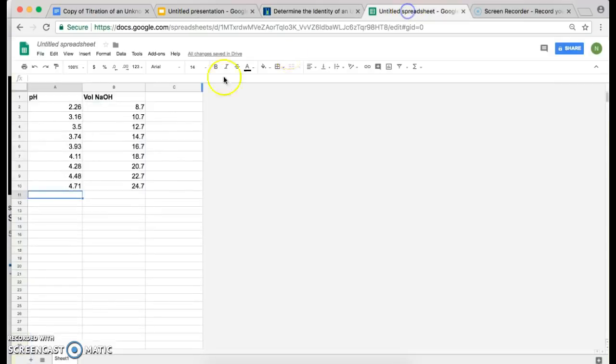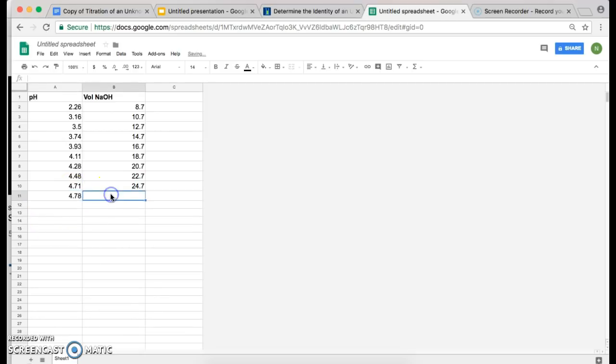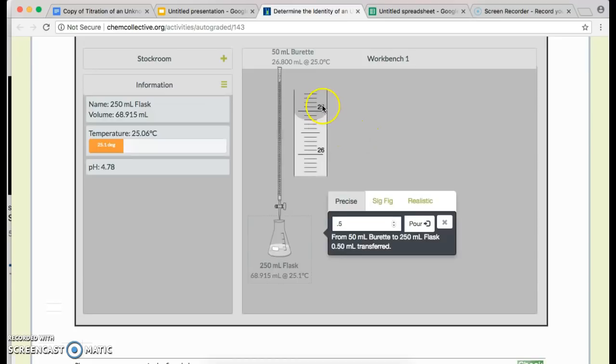And I notice the pH change. 4.78. And now I need to record the volume. So the volume should be whatever this number is plus 0.5. I'm going to double check just to make sure that is the case.